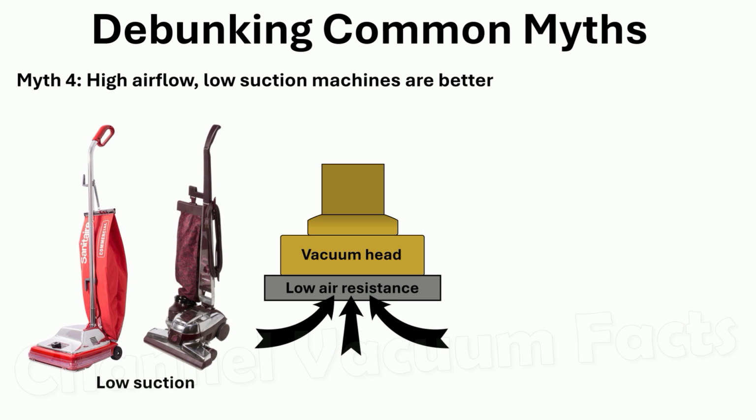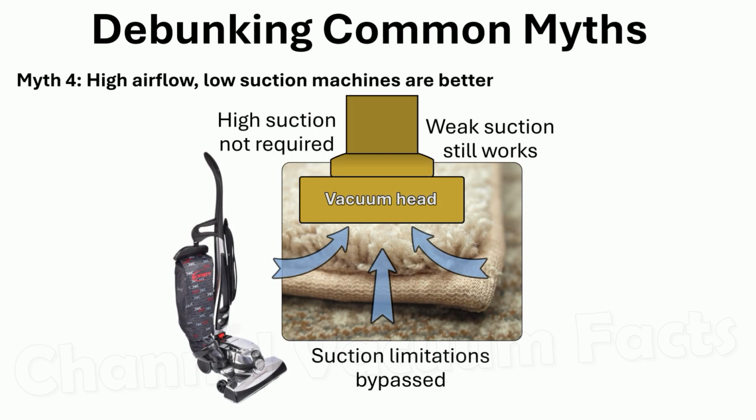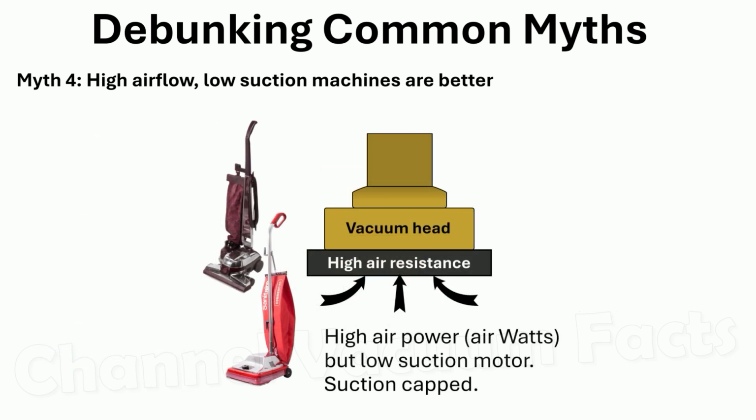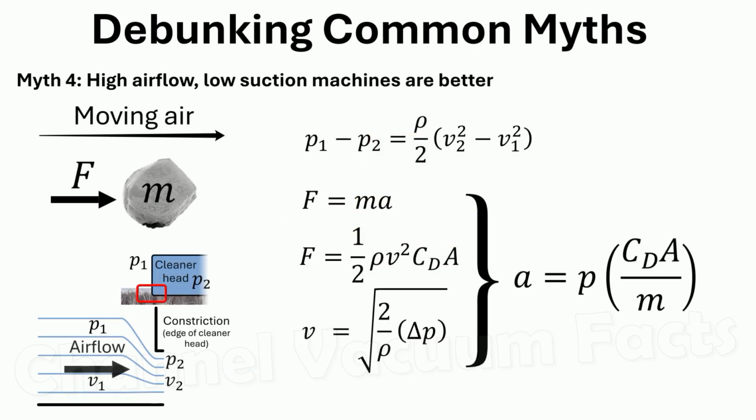Look out for old-fashioned low-suction machines being tested on low air resistance porous flooring, like rugs. This is done deliberately to bypass the suction limitations of the machine and exaggerate its apparent performance. The machines typically have sufficient air power to sustain reasonable airspeed when large inflow currents are present on porous flooring and achieve acceptable cleaning performance. On non-porous, more air-resistant flooring, the lack of high suction motors prevents high airspeeds. As a result, their cleaning performance drops, but this is never shown.